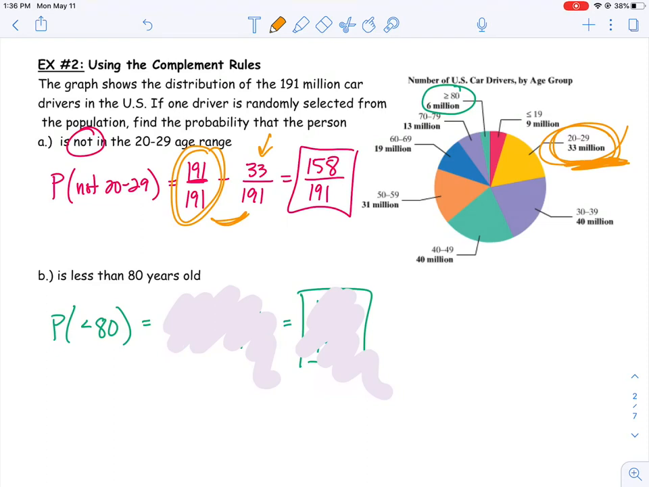Let's do the same idea for part B. Maybe you try this one, pause the video, and see if you get the answer. All right, so we want to find the probability of being less than 80 years old. What I did is I found the people that were greater than 80 years old. That was 6 million. And I'm going to take that 6 million out of the 191, and I'm going to subtract it so I can find all the people that are less than versus all the people that are greater than. 191 minus 6, I got 185 out of the whole, the total amount of people, 191 million. So my probability is 185 over 191.